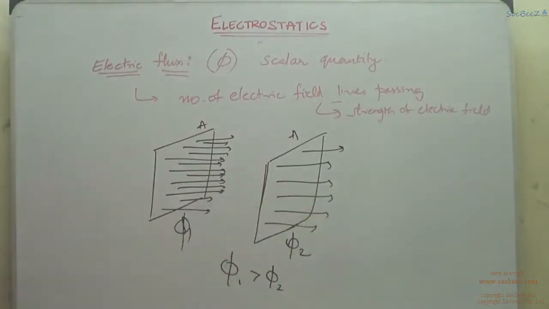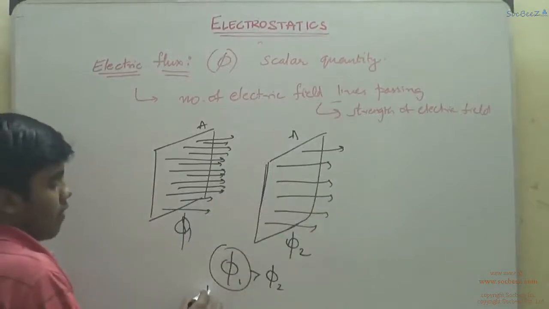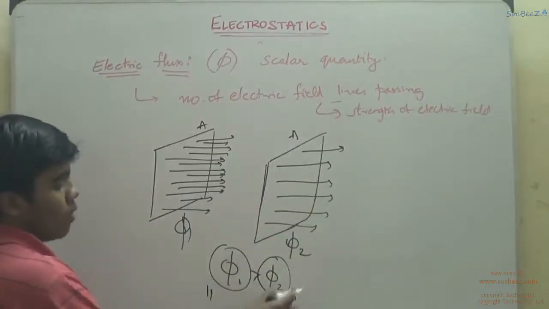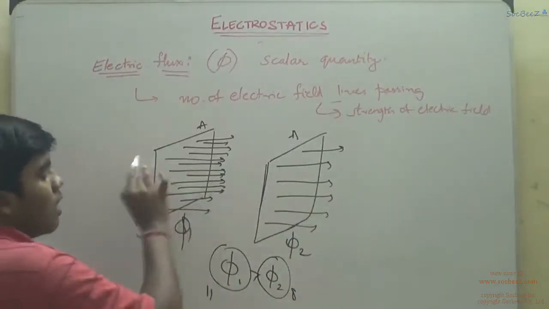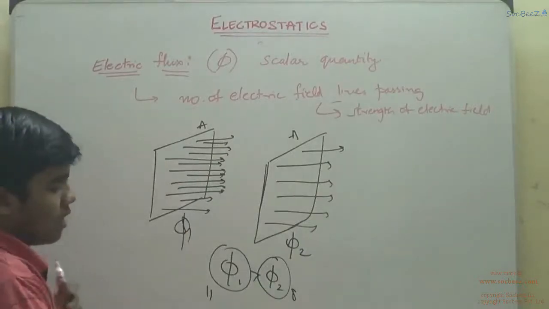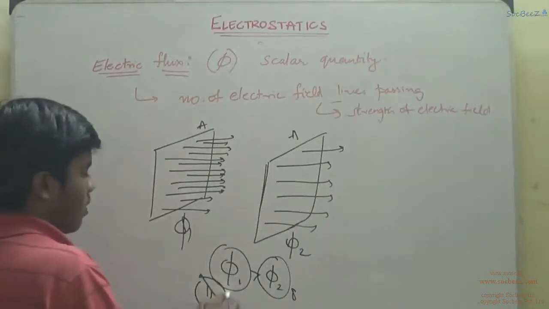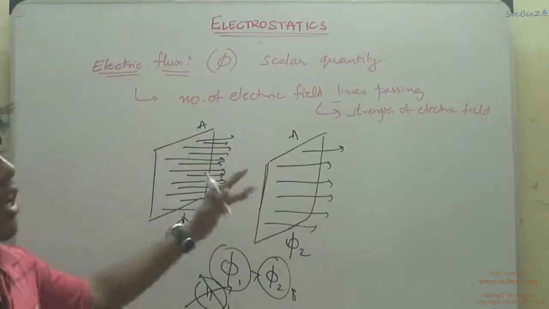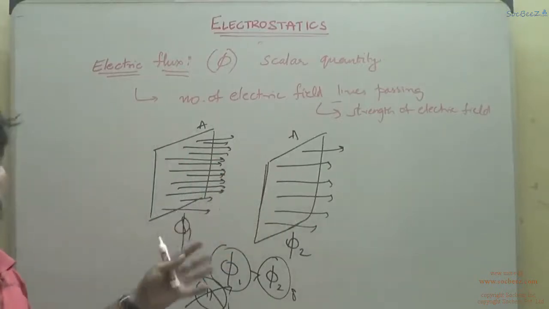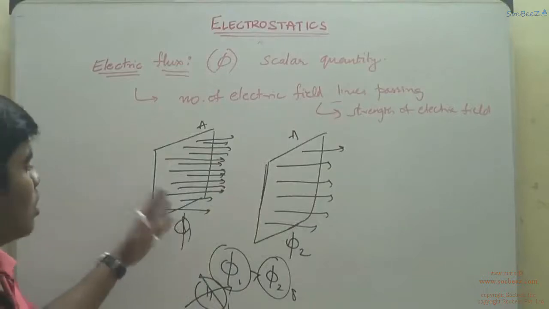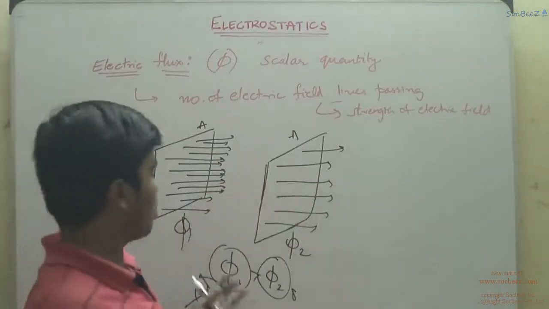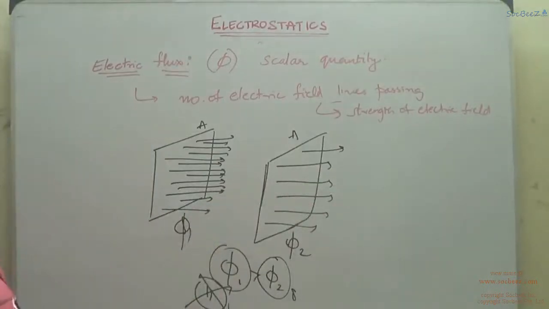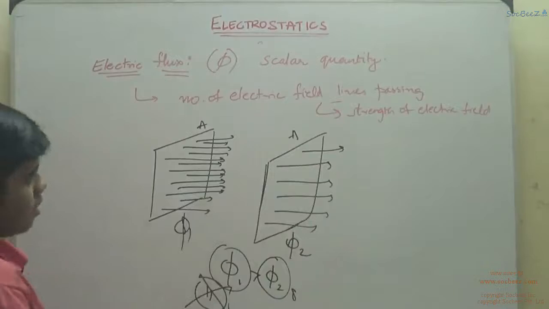But it does not mean that, suppose phi 1 is 11 and phi 2 is 8, the number of lines passing through the surface is 11. No, it does not mean that. It only means that the flux passing through this surface is more than this, and it is proportional. The number of field lines passing through this by the number passing through this may be 11 by 8. It is proportional, but we cannot find out the number.